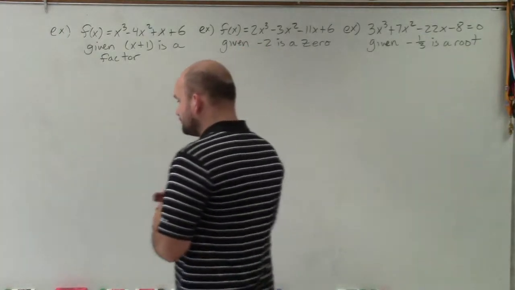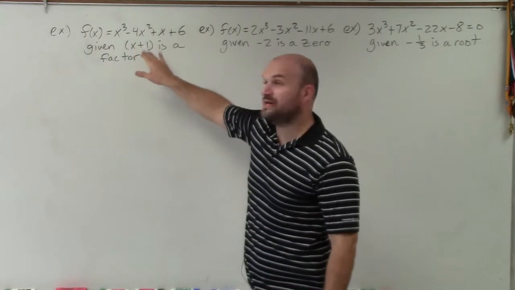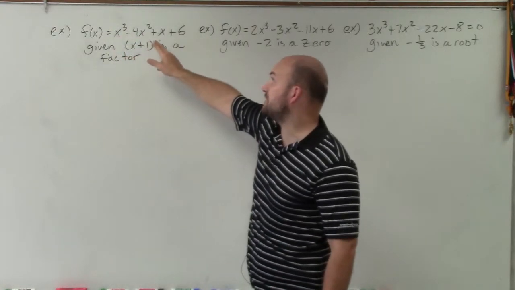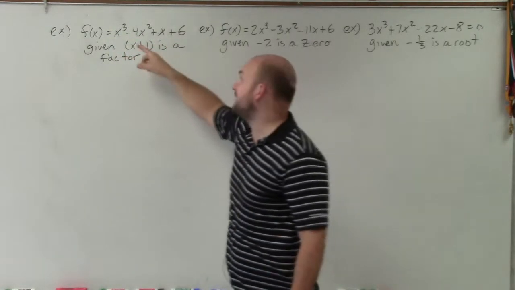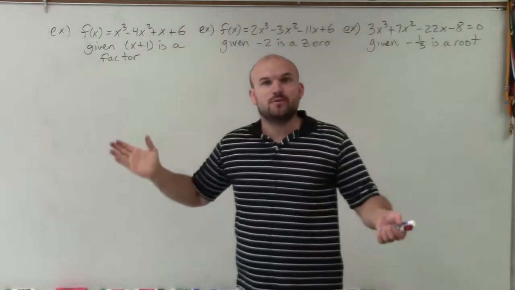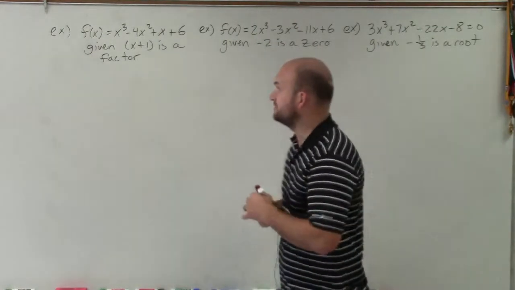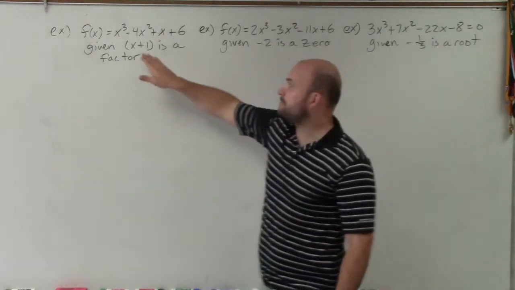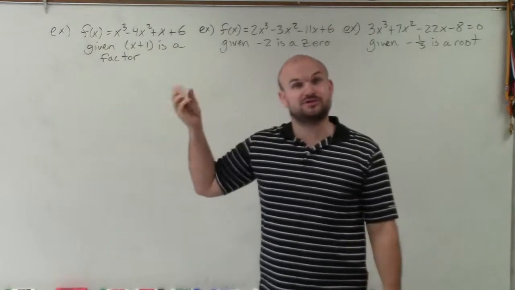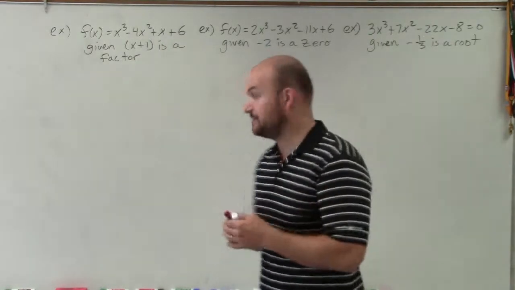So since we know that x plus 1 is a factor of x cubed minus 4x squared plus x plus 6, we know that x plus 1 evenly divides into that polynomial. So we can show that to find the quotient, and then maybe we might be able to work our way down. Since I know that my factor is a linear binomial, I am going to use synthetic division, because I don't like to use long division unless I have to.